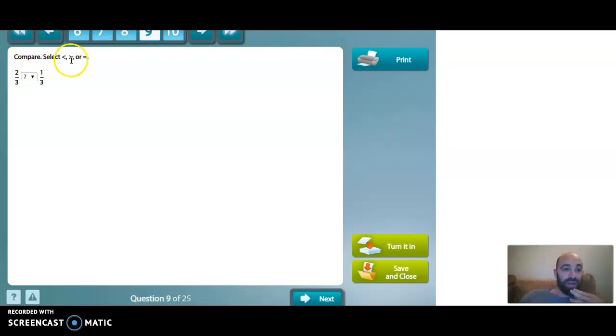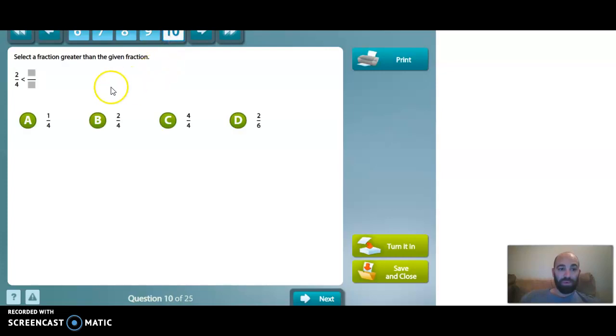Compare. Select greater than, less than, or equal. 2/3 is blank 1/3. Ooh, number 10. Select a fraction greater than the given fraction. So 2/4 is less than which of these? Which one is 2/4 less than?